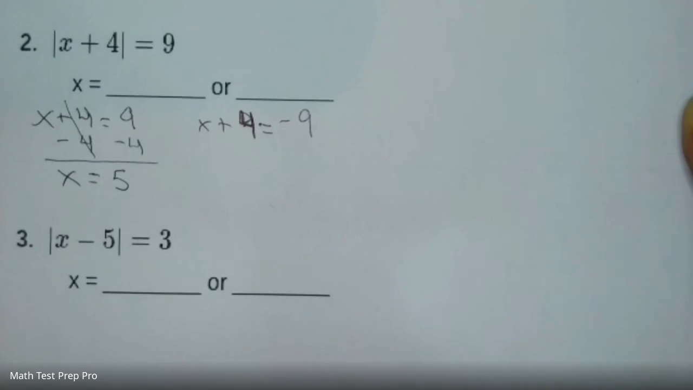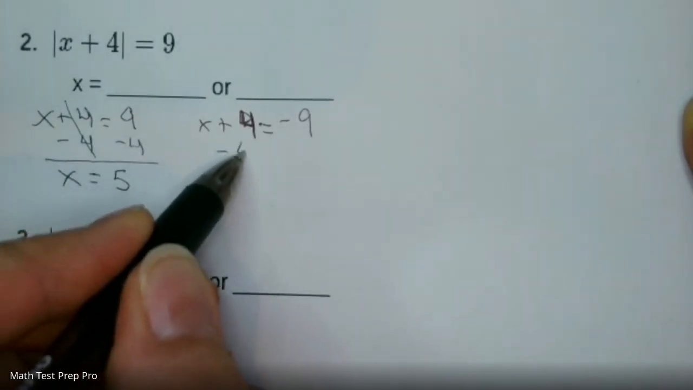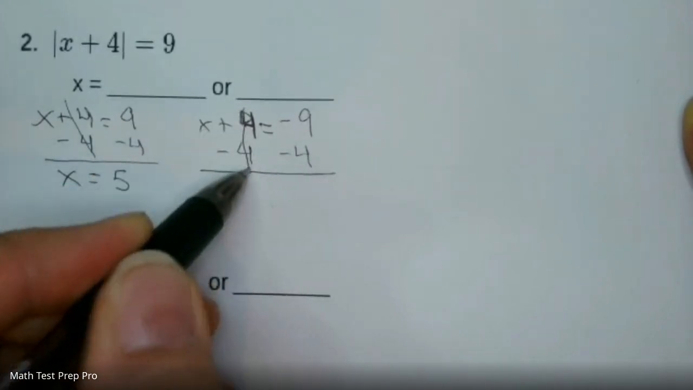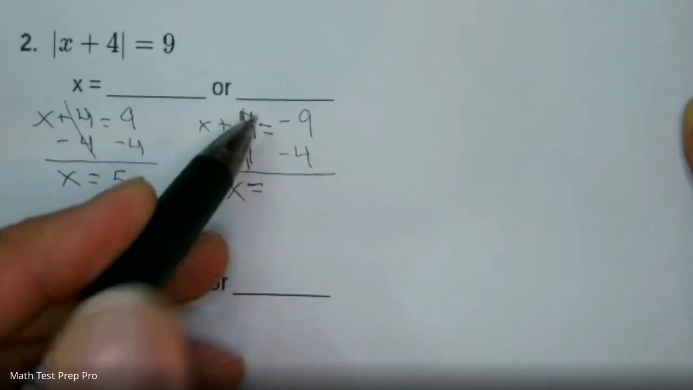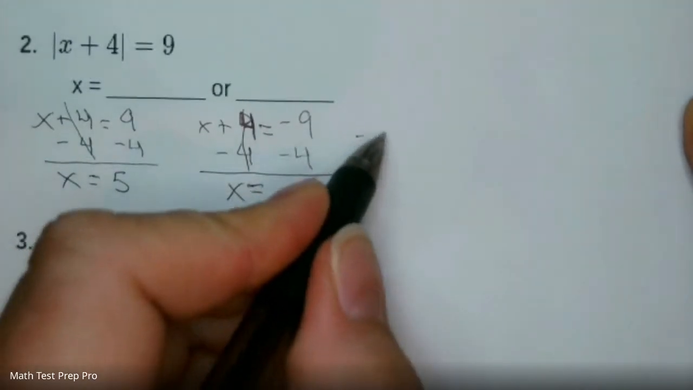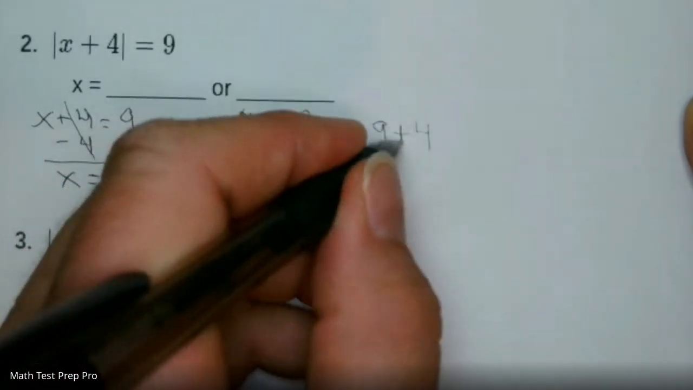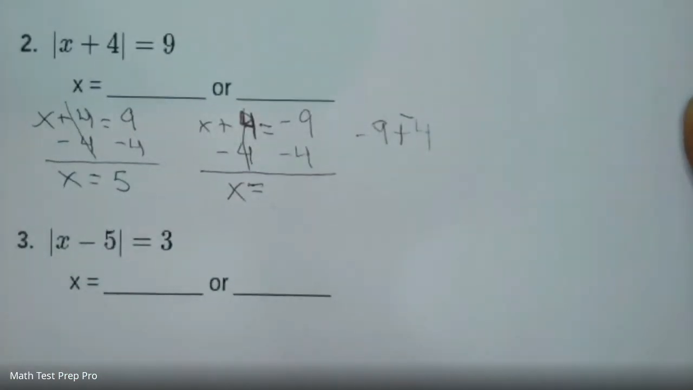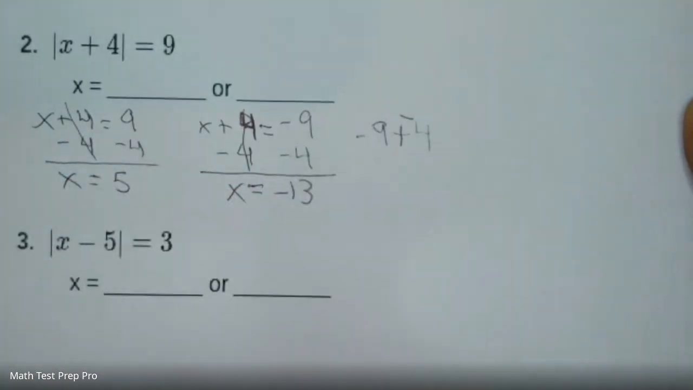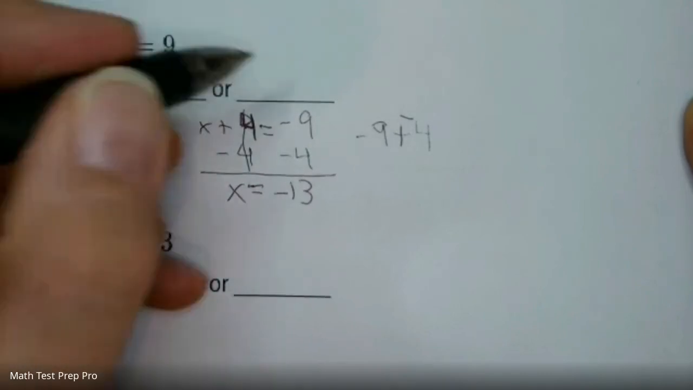Now over here, x plus 4 equals negative 9. I'm going to do the same thing, minus a 4 on this side and minus a 4 on this side. These cancel out on the left-hand side, leaving me x. Over here, I have negative 9 minus 4. You can do the zip-zip method: negative 9 plus negative 4 gives you negative 13. So the answer is x equals 5 or x equals negative 13.